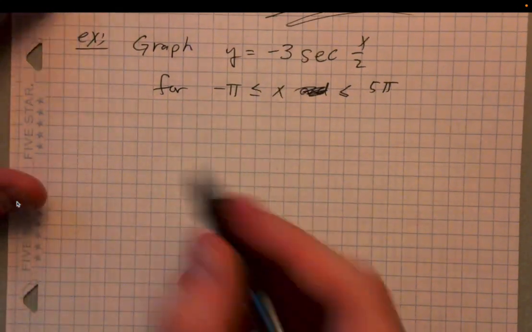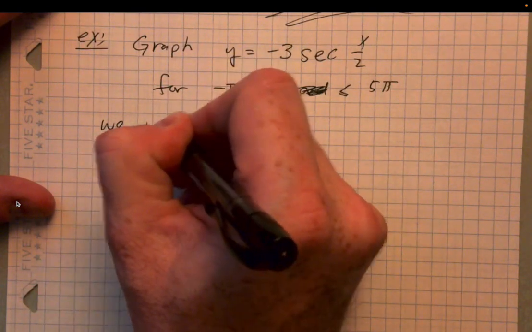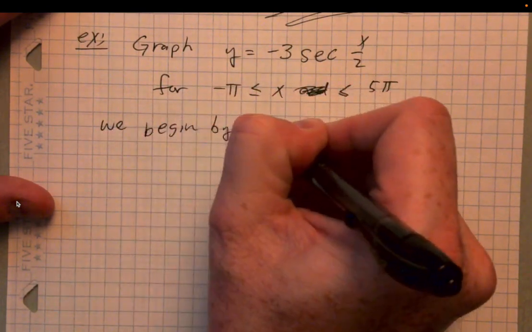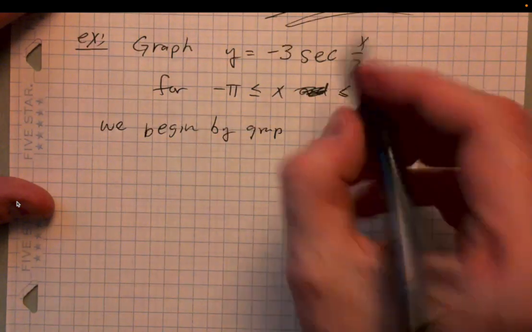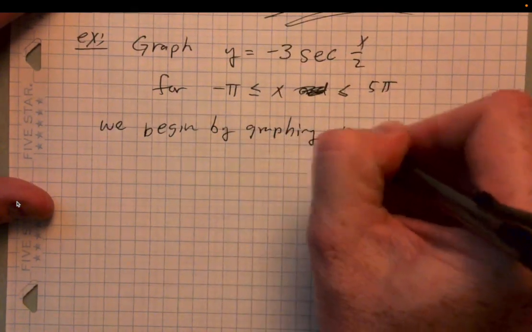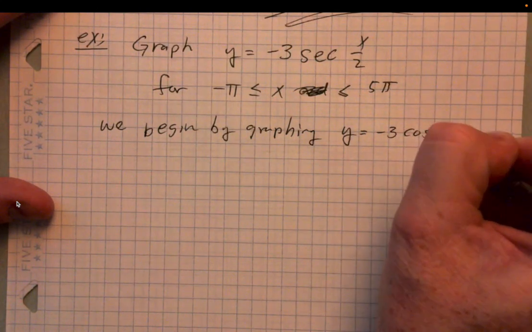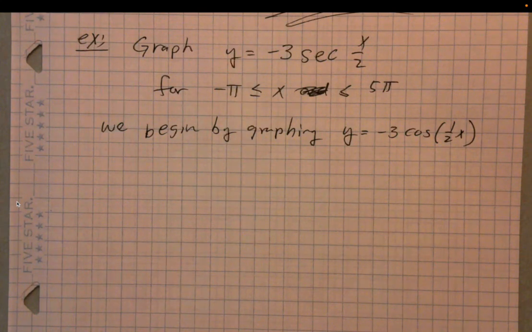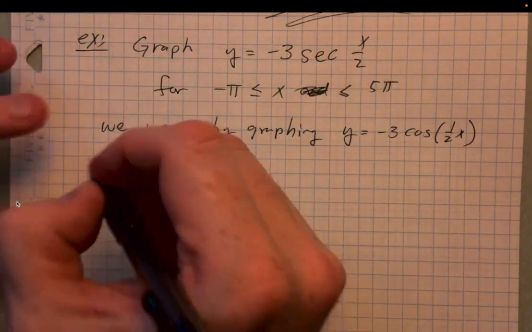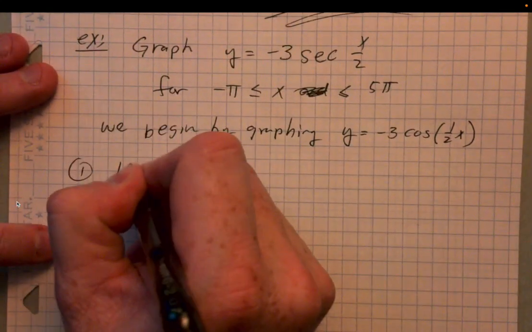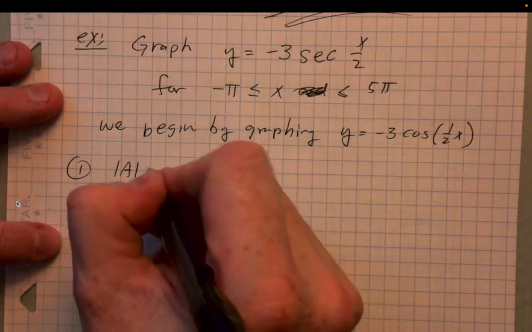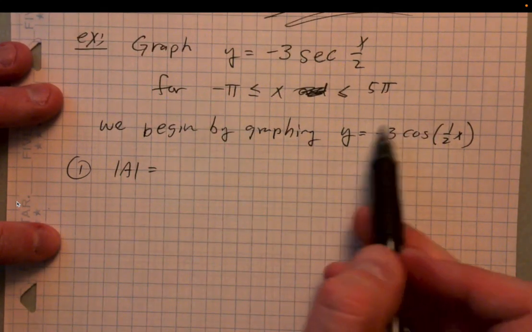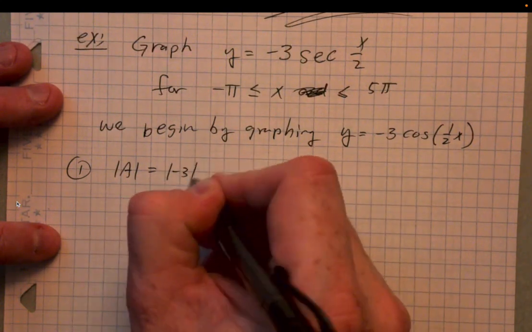And so what we want to begin by is graphing the cosine function, right? So y equals -3 cosine of, and I'm going to write it differently, 1/2 x. Okay, and so if we remember how to graph cosine, we got to start by identifying the amplitude, period, and phase shift. And so step 1 is to identify the amplitude, period, and phase shift. So the amplitude is 3, right? So that's the A on the front there.